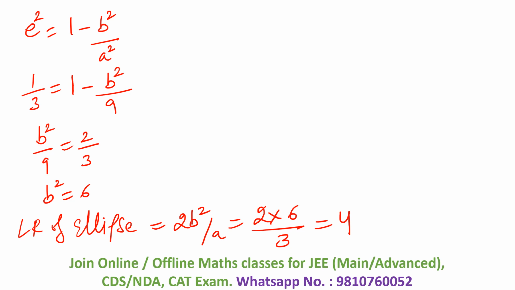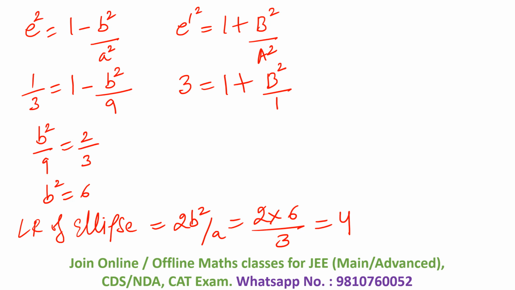Now we move towards the hyperbola. We know that e dash square is equal to 1 plus b square upon a square. Fine. The value of e dash was root 3. So this is 3 equal to 1 plus capital B square upon 1, because capital A was 1. So from here we get the value of capital B square equal to 2.